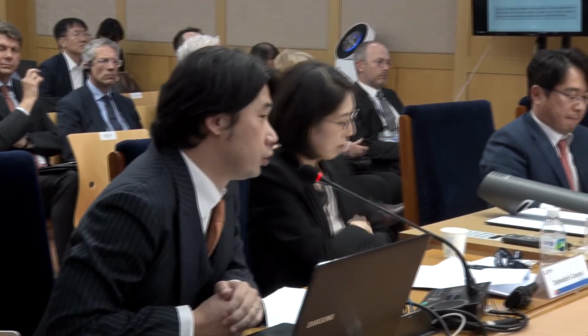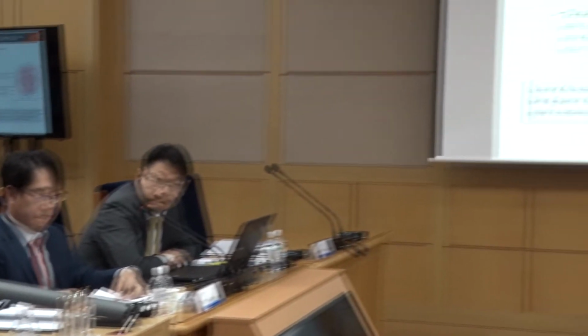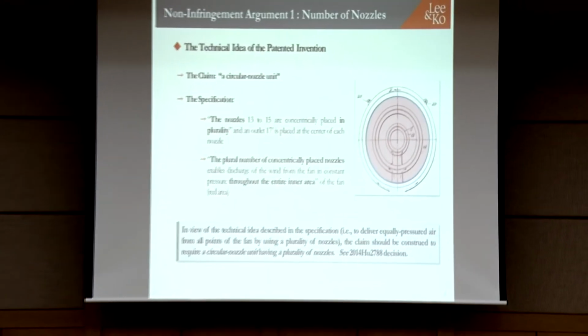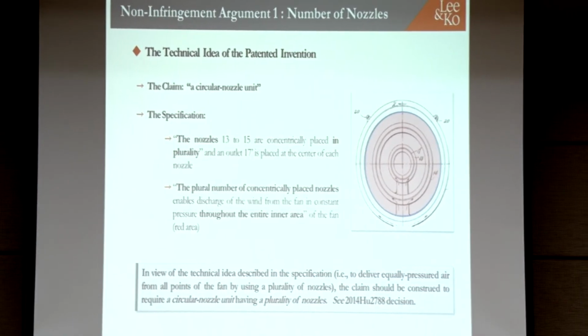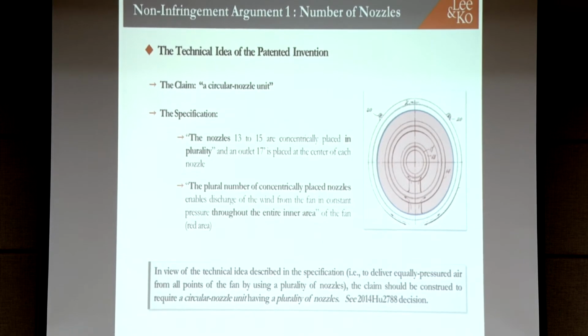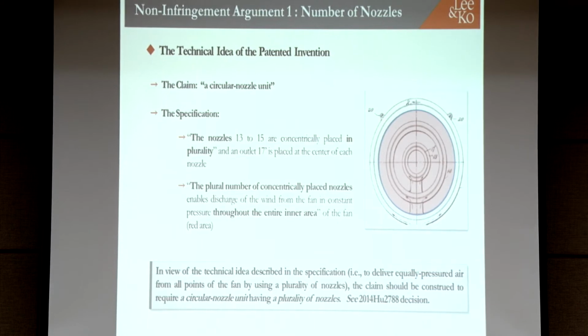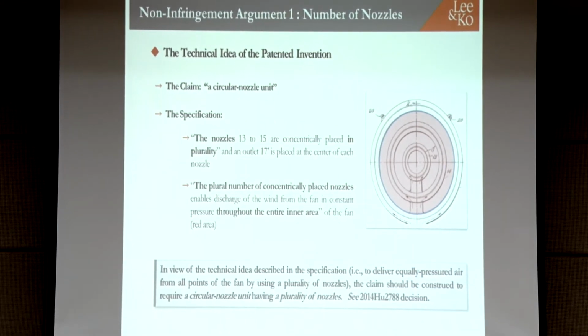So I just want to address, at least first, the circular nozzle unit. The claim used a circular loading unit, not a circular nozzle. And the meaning of the circular loading unit is not described in the specification, which means that it should be construed. And in construing a claim term, the Supreme Court teaches that we have to consider the specification and also the technical idea of the invention. And if you do so, this claim should be limited to this. Well, a plurality of nozzles is included in the nozzle unit.